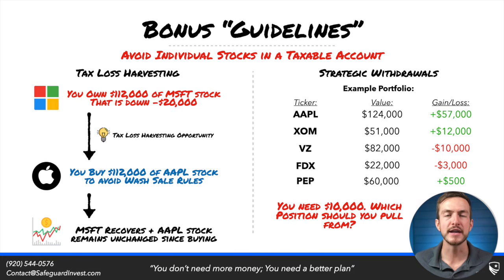So you need $10,000 from your portfolio. Where are you pulling from? If you own 100 stocks, you just created a whole lot of complexity, because which of these 100 stocks do you pull from? In my opinion, this is at best just needless complexity.